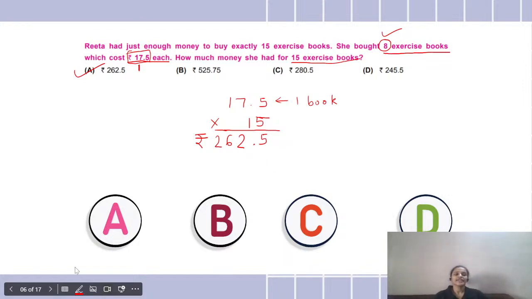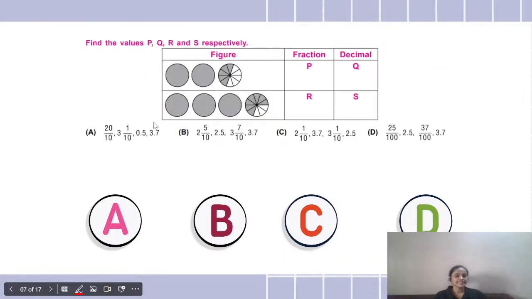All right, let's move on to the next question, which reads like this. Find the values of P, Q, R and S respectively. अब इस question में हमें P, Q, R और S इनका वैल्यू क्या है वो ढूंढना है. ठीक है, हमको यहाँ पे फिगर्स दिए हैं, डायग्राम्स दिए हैं फ्रैक्शंस के, उनको हमें सॉल्व करके फाइंड आउट करना है कि इसको हम फ्रैक्शन में कैसे लिखेंगे और डेसिमल में कैसे लिखेंगे.